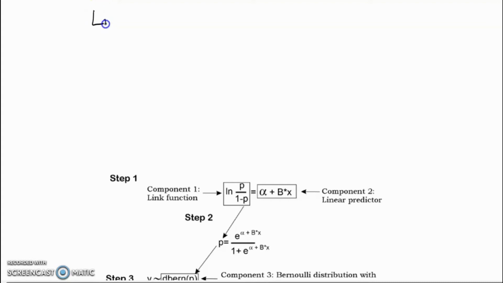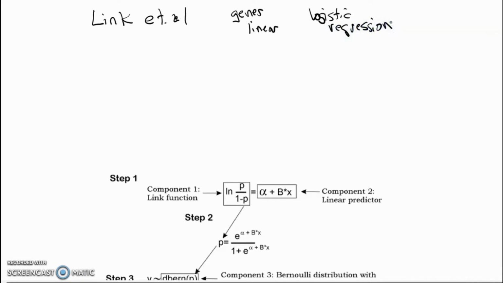So this is the first of a series of videos trying to go over the paper by Link et al. And what I want to do is begin with a review of generalized linear models, in particular logistic regression. And what I want to do is think about how we could simulate some data that would be appropriate for analysis by logistic regression.